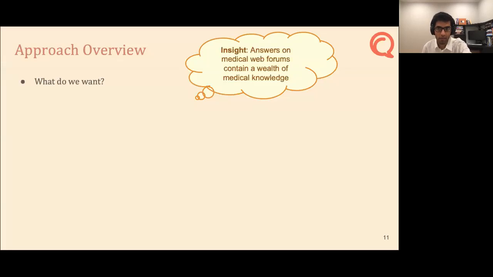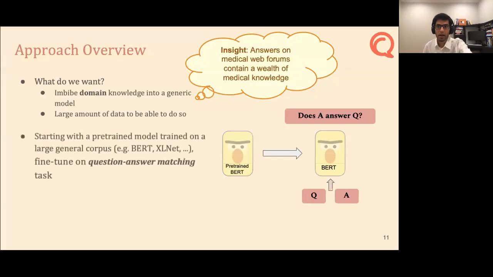So let's recap what we want. First, we want to imbibe medical knowledge into the model. And secondly, whatever task we design, we should already have a large amount of data for it. With that in mind, our approach consists of fine-tuning the model twice. Initially, we fine-tune a pre-trained model on the question-answer matching task. That is, given a question-answer pair, does the answer answer the question? And this is illustrated in the figure shown on the right. What this helps with is it helps us imbibe relevant domain knowledge into generic models like BERT and XLNet. And because we can use Q&A pairs from medical web forums, we can leverage that abundant data for this task.